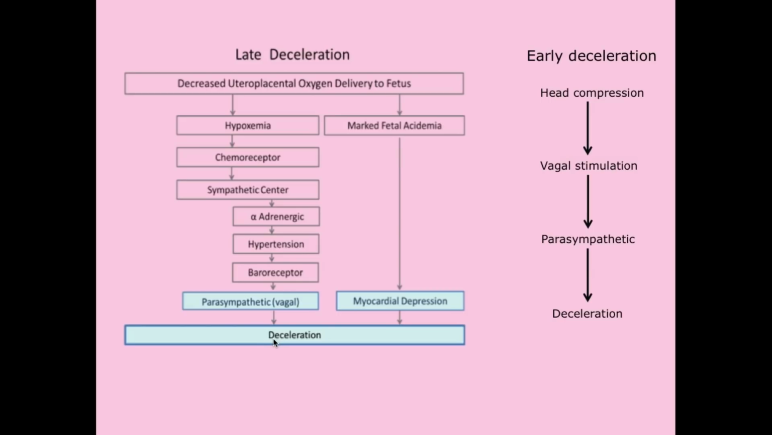The same thing for the recovery from the late deceleration. When the contraction ends and oxygen comes back, now you have to correct the hypoxemia and the acidemia for all of these processes to stop in order for the heart rate to go back up. So you can see with the late deceleration, it's so delayed because it's such a big physiologic chain going on. With early deceleration, you're just stimulating the vagus nerve. Very simple.